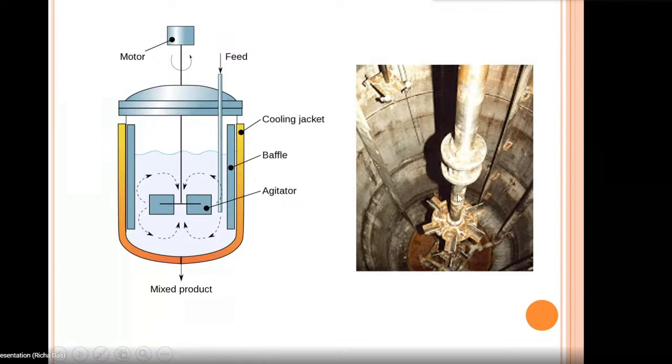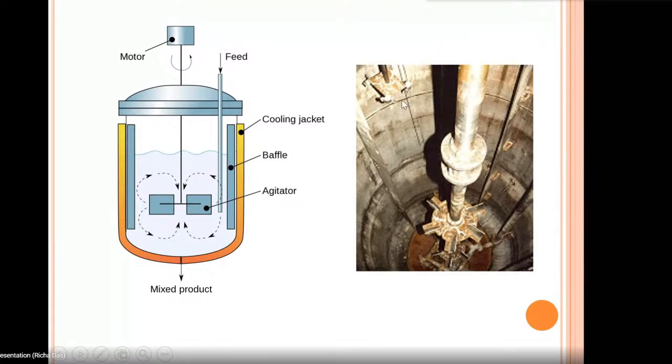This agitator is attached to a shaft, and this shaft is connected to a motor like this. So when we switch on the motor, the shaft is going to rotate, the impeller will also rotate, and then the process of agitation will start. So this is the impeller, this is the shaft, and these are the baffles, which are the metal stripes.